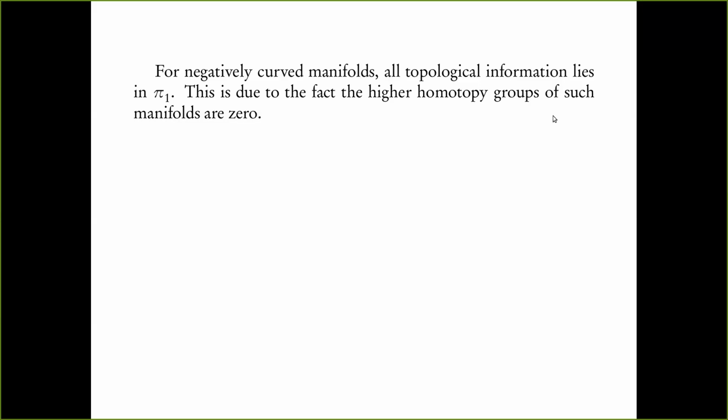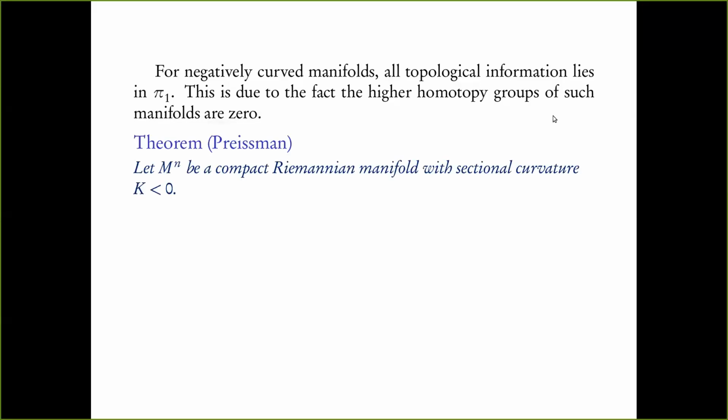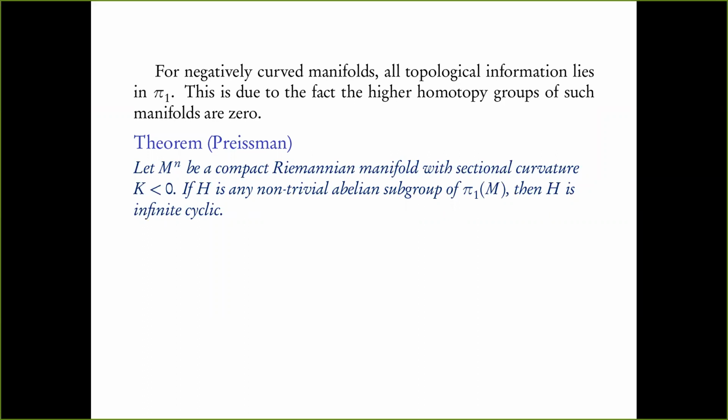Okay, so let me state this theorem. This is also there in Lokarno. So this is Preissman's theorem. So we'll see him appear again a bit later. So this is saying that if you choose a compact Riemannian manifold with sectional curvature k less than 0, so this is strictly less than 0. So sometimes this strictly less than 0 and less than or equal to are very, very important in Riemannian geometry, because depending on the strict inequality or the non-strict inequality, things can change drastically. Okay. So anyway, you choose a compact Riemannian manifold with sectional curvature k less than 0.